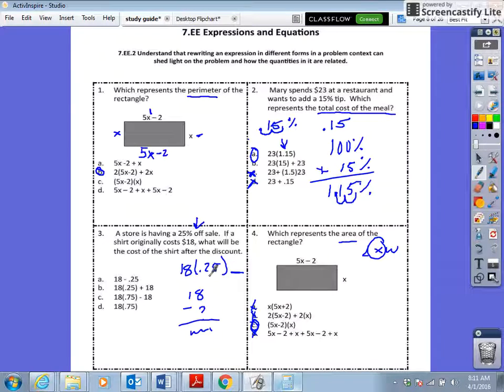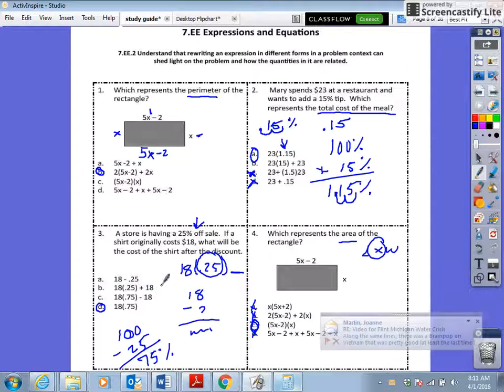So if I'm discounting this by 25%, that means I have 100% minus 25%, so I'm left with 75% that I have to pay. That is an option. We have $18 times 75%, because that's all I have to pay. So our answer here is D, because we're not having to subtract or anything after that. That's just the answer. Like I said, this might be how you think to figure it out, but that's not what it's asking you. It's asking you to move around your numbers to make it fit one of these options.